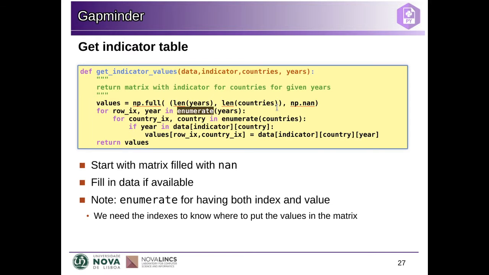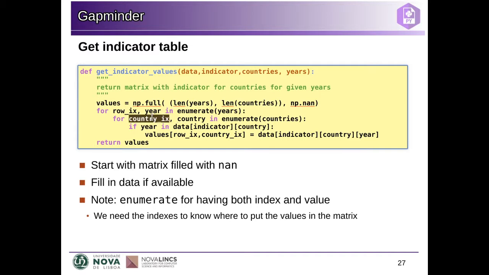So if you remember, enumerate takes some iterable and outputs a tuple for each element of the iterable with the index and the value. So it will be 0 and the value of the first year, 1 and the value of the second year, and so on. So this is very helpful in these cases where we need both the value and the index. So for each year, we get the index of the row and the value of the year. And then we also do that for each country.